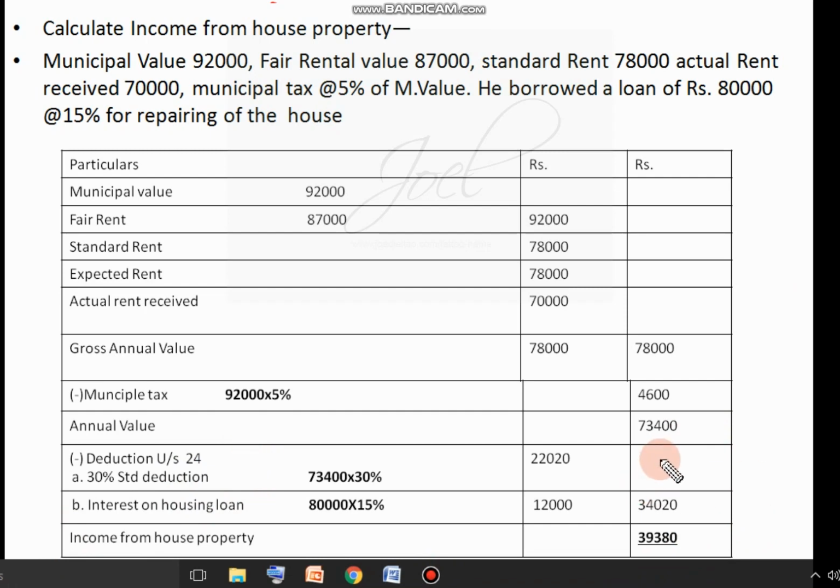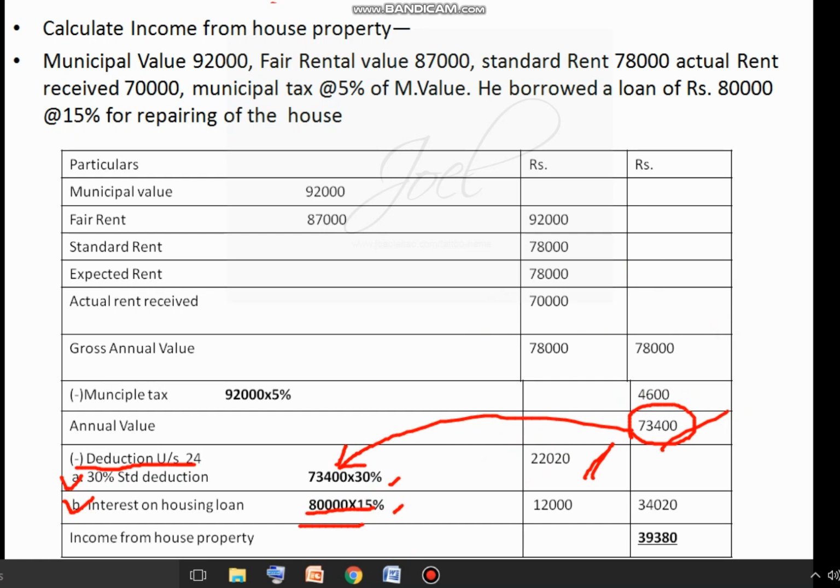Next step is, from annual value there are two deductions we have to consider under section 24. One is 30% standard deduction, one more is interest on loan. 30% standard deduction is on what? On annual value. On annual value we are calculating 30% standard deduction. 73,400 into 30%, you will get 22,020.